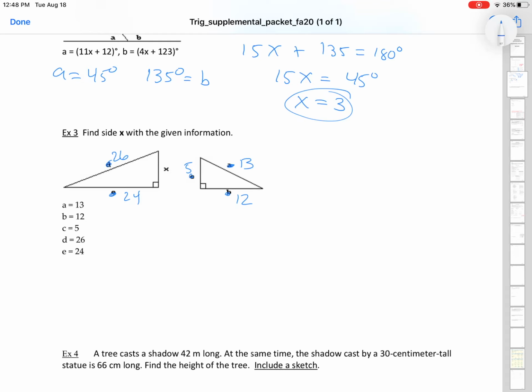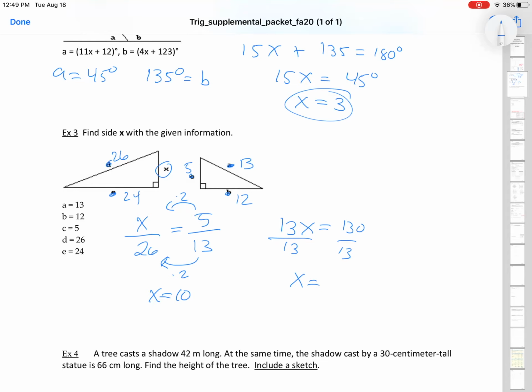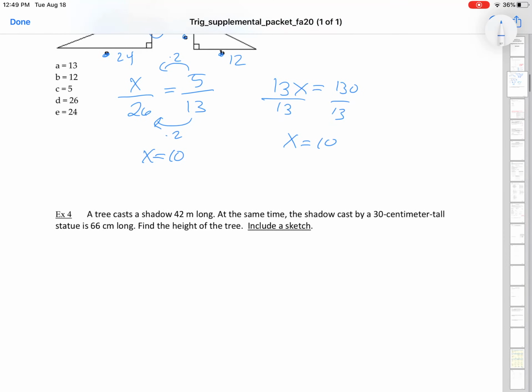So I could do something like X is to its hypotenuse 26 as 5 is to its hypotenuse 13, and just set it up like that. I could realize that there is a times 2 relationship here and use that to my advantage to find out that X is equal to 10. Or I could do cross multiplication and say 13x is equal to 26 times 5 for 130. Divide both sides by 13 and come up with x equals 10 that way. There's no units to put on it since they didn't provide any units. We have some units here though.